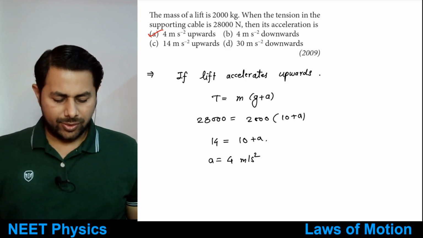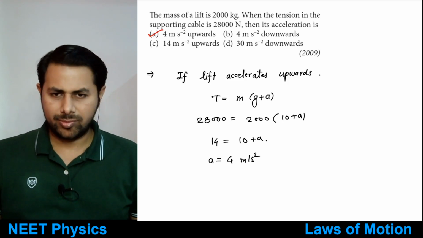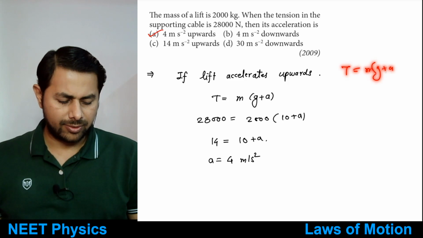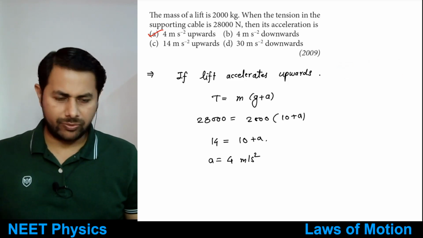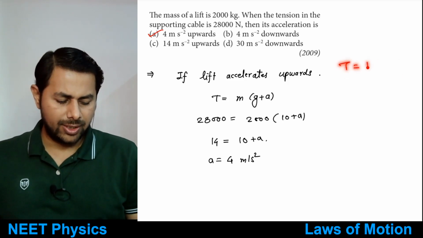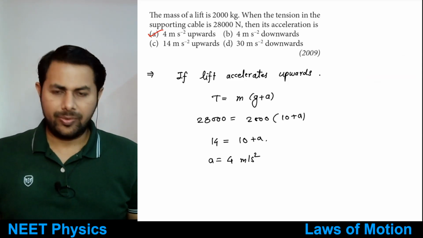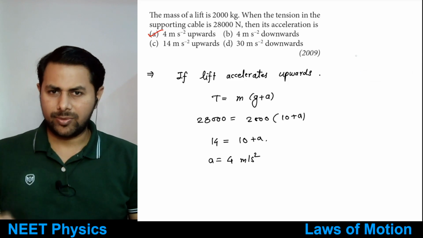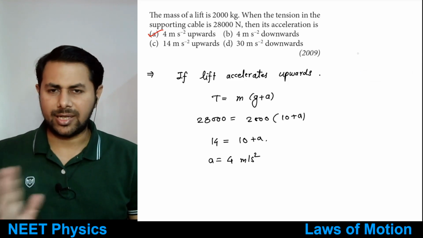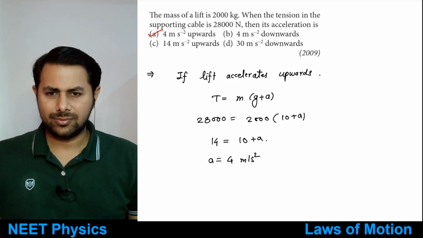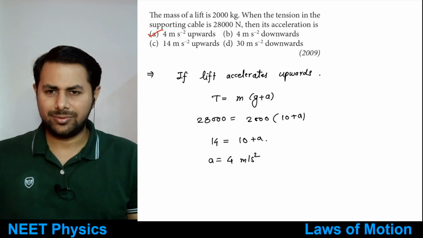Okay, but if you want to save time, just write down T is equal to M into (G plus A). Whether it's accelerating upwards or downwards, we'll check that. So T is equal to M into (G plus A). Just solve for the acceleration. If the acceleration comes out correct, then the formula you used is correct. That means the lift is accelerating upwards, otherwise it is accelerating downwards. Clear? Yes, no?